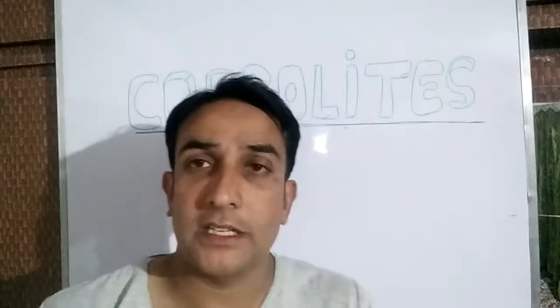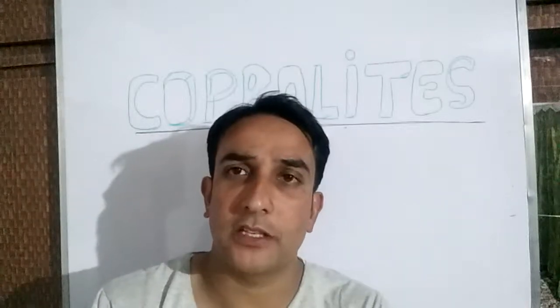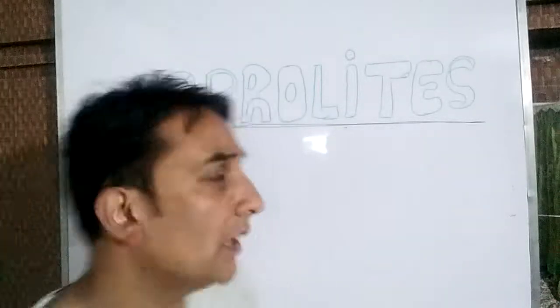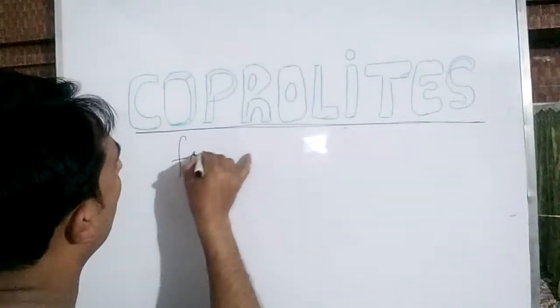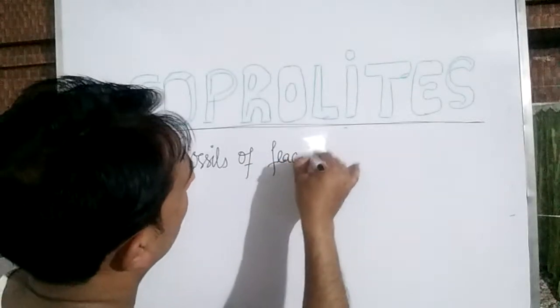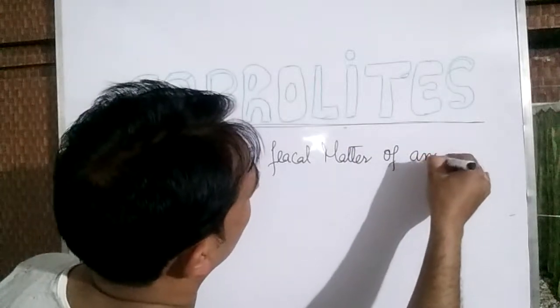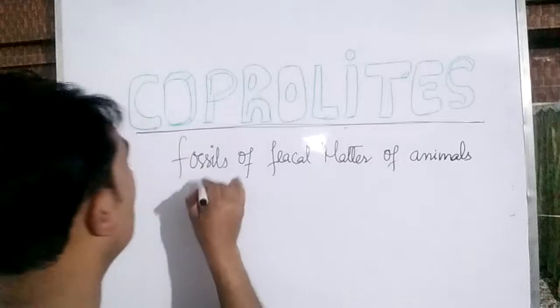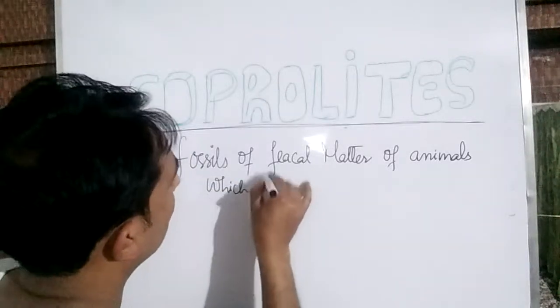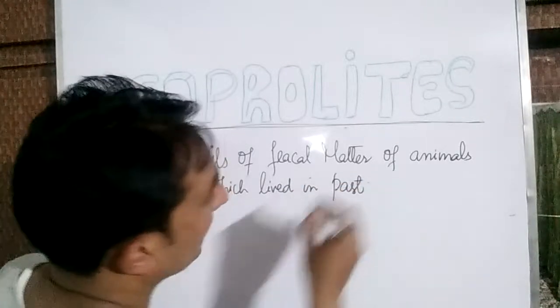So now the question is, what are coprolites? If we analyze coprolites, we say that coprolites are the fossils of fecal matter of the animals which lived in the past. So coprolites are the fossils of fecal matter of animals which lived in the past. That's the first type of fossils.